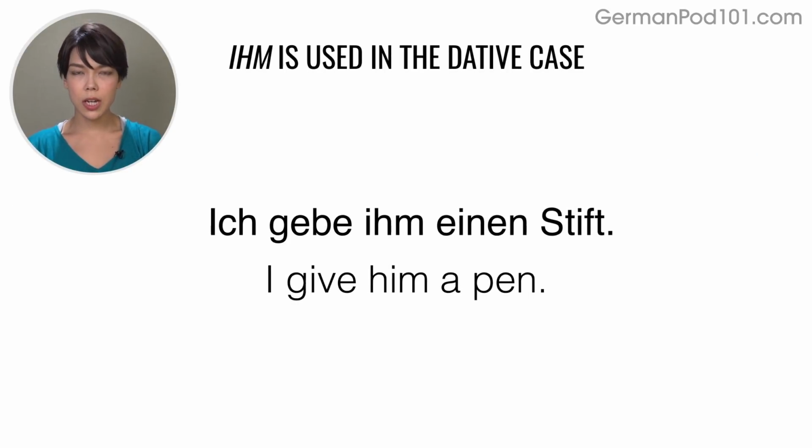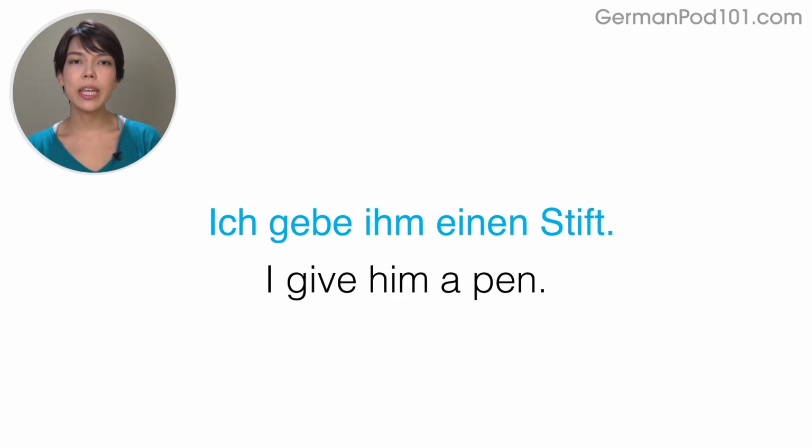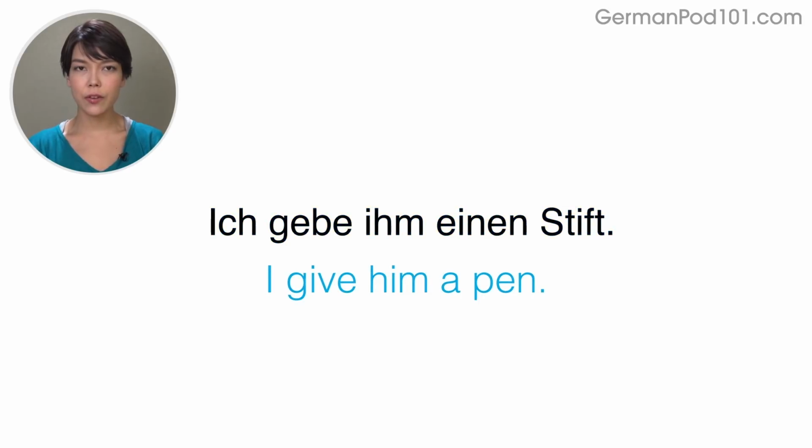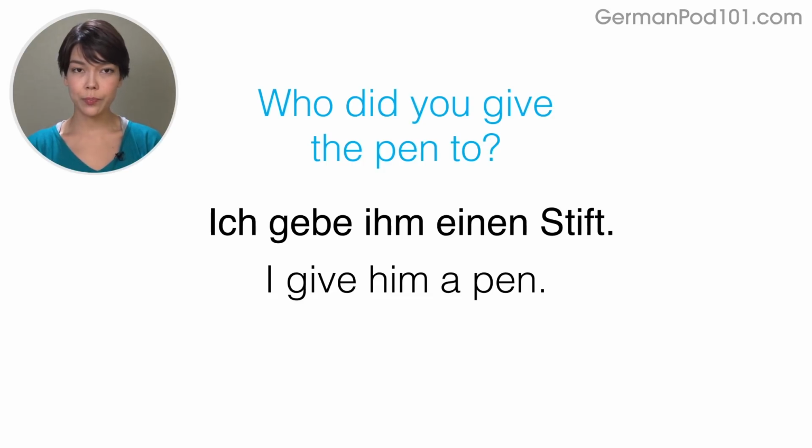Two, ihm is used in the dative case, which means it's supposed to mark the indirect object. For example, ich gebe ihm einen Stift, meaning I give him a pen. Here, ihm answers the question, who did you give the pen to? Let's do some more examples so you can learn how to use ihn and ihm correctly.